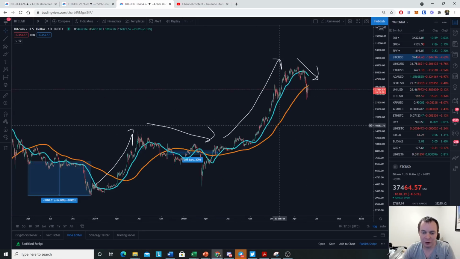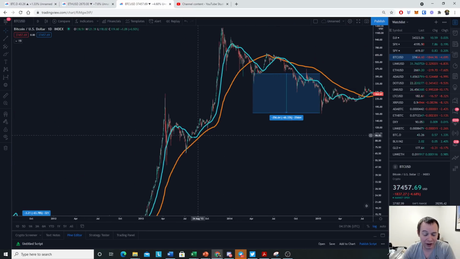So what I'm looking for now is, are these going to cross? Now, in 2013, it looked like they were going to, but they didn't cross. And why did they not cross?